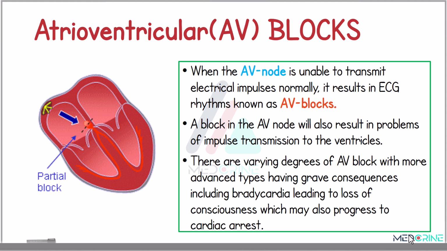When an atrioventricular node is unable to transmit electrical impulses normally, it results in the development of what is known as an atrioventricular block, which is visible on an electrocardiogram rhythm. A block in an atrioventricular node also results in problems related to impulse transmission from the atria to the ventricles. There are varying degrees of atrioventricular blocks, with more advanced types having very severe consequences on health, such as bradycardias, and may also progress to the development of cardiac arrest.